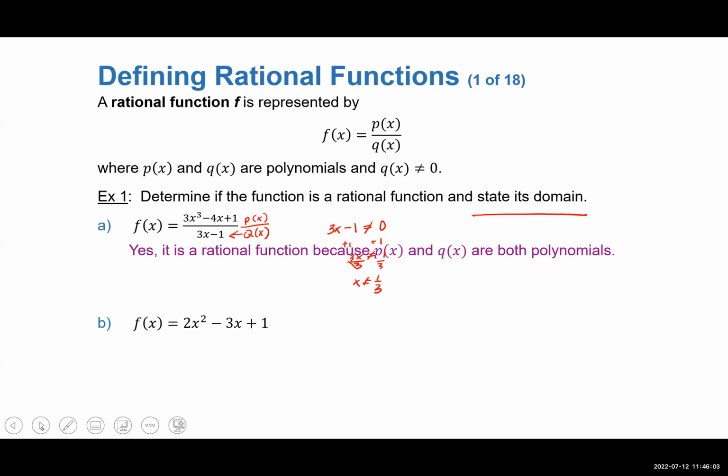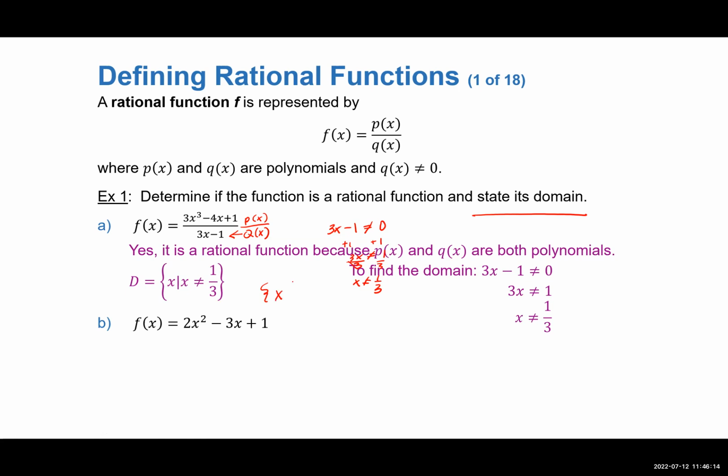So this is a rational function. And x cannot equal -3. So the domain is all of x such that x cannot equal 1/3. I said -3, but I meant 1/3. Okay. So again, it's a rational function because you have a polynomial and another polynomial. Now, when we talk about what the domain is, we have to say the denominator cannot ever equal 0. So you solve to find that.